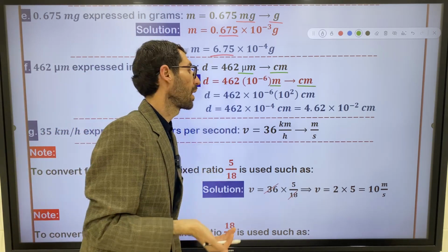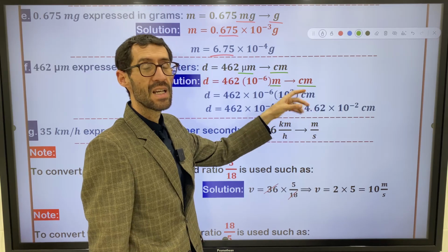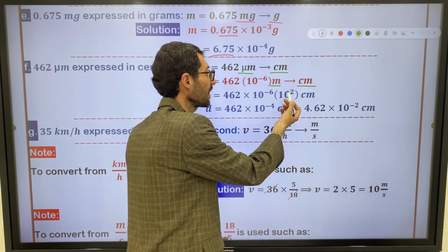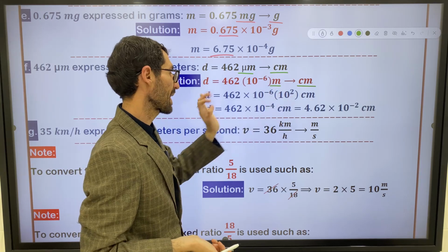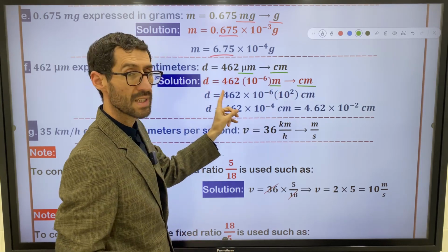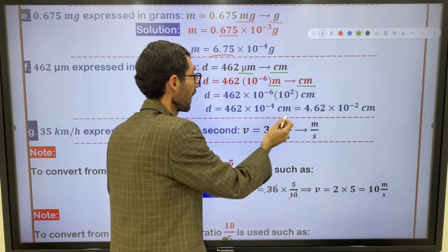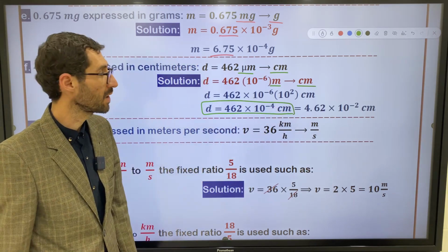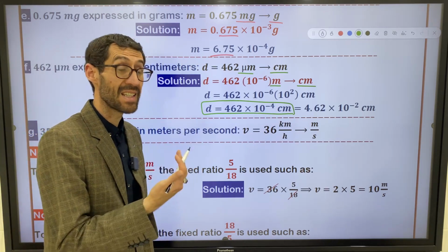But where does the power come from? You have to take it from the centi. Centi means 10 to the power negative 2. Just remove the negative sign. So this is the last answer: 462 multiplied by 10 to the power negative 4. If you leave it like this, no problem, it's right. But mathematically, it's not nice.